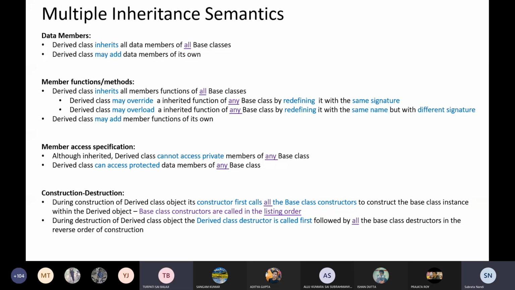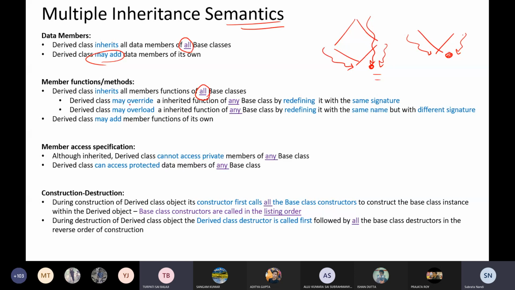In case of multiple inheritance, the semantics are pretty simple and obvious. The derived class inherits all the data members of all the base classes. This is an important point to know. Even in this case or in this case, the derived class will inherit the properties of all the base classes. In this case, it will inherit properties of this, this, and this. And the derived class may add data members of its own. As for member functions, the derived class inherits all the member functions of all the base classes.